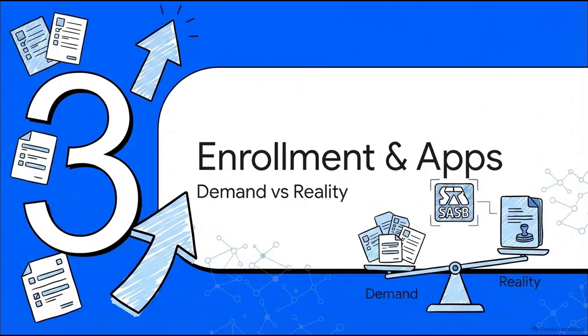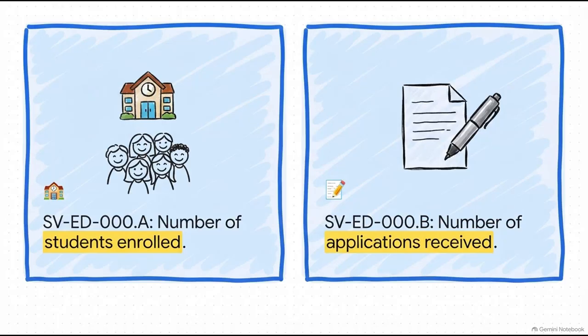Section 3. Enrollment and applications. Demand versus reality. Notice the really clear distinction drawn between an institution's current reality and its market demand. First, we have metric A, which is the number of students enrolled. This is your actual current student body size. Then we have metric B, the number of applications received for enrollment. By reporting both of these together, an institution isn't just telling us how big they are today, they're giving us a fully transparent window into their recruiting pipeline and overall market demand.